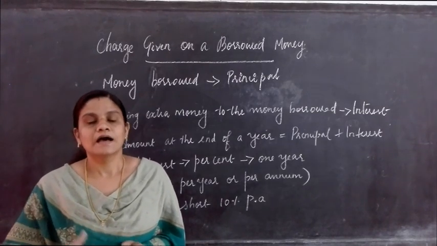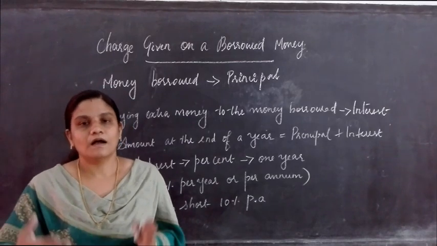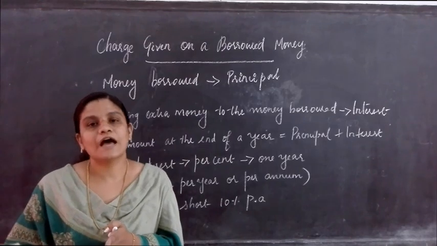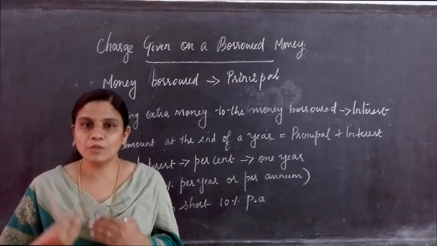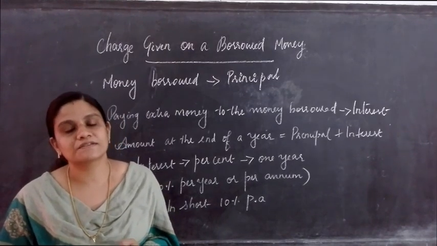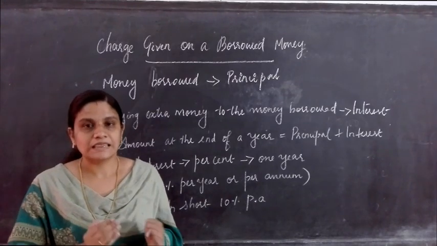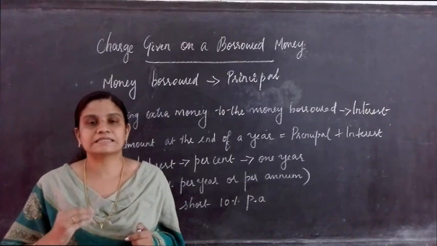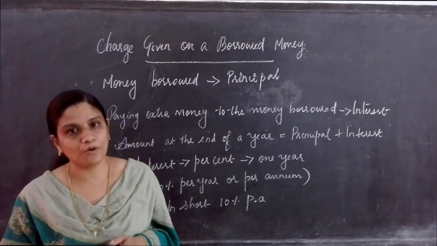That is, if you are borrowing money from the bank and so on, at the end of 1 year we have to pay some extra money for what we have borrowed. Okay, that extra money we will call interest. Is that clear? Principal means the money that we have borrowed. Interest means the extra money that we are paying for what we have borrowed.